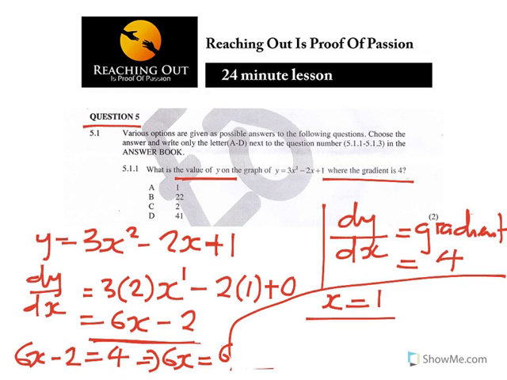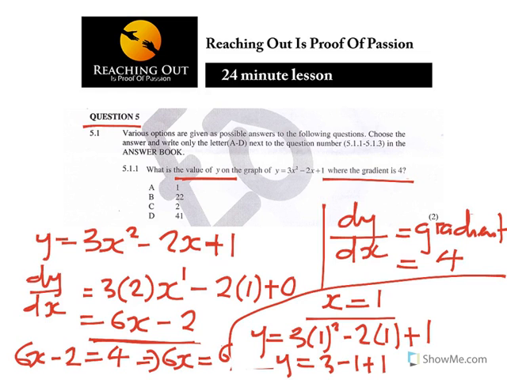So now you take this value of x and substitute in that equation. y is equal to 3 times 1 squared minus 2 times 1 plus 1. y is equal to 3 minus 2 plus 1, which is equal to 2. So instead, the answer there is a C. We're going to be tempted to make it a B, but it is a C.